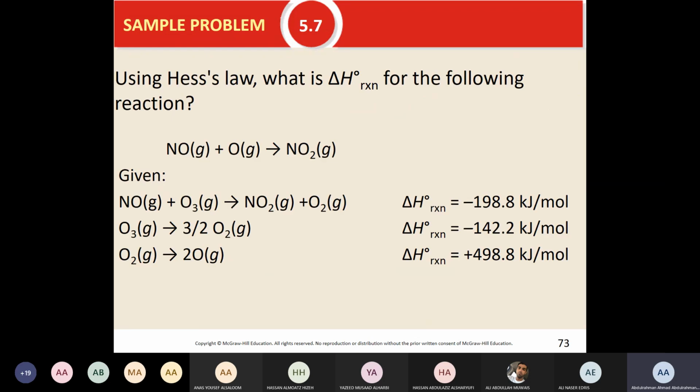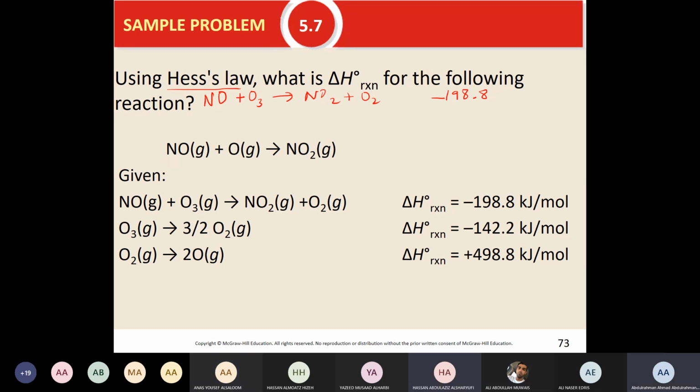Very quickly, let's solve this problem. This is just simple Hess's law. From these three reactions, can we make the reaction at the top? So what should I do with the first reaction? Keep it the same. I will keep it: NO plus O3 to give you NO2 plus O2, and minus 198.8. Okay, next.